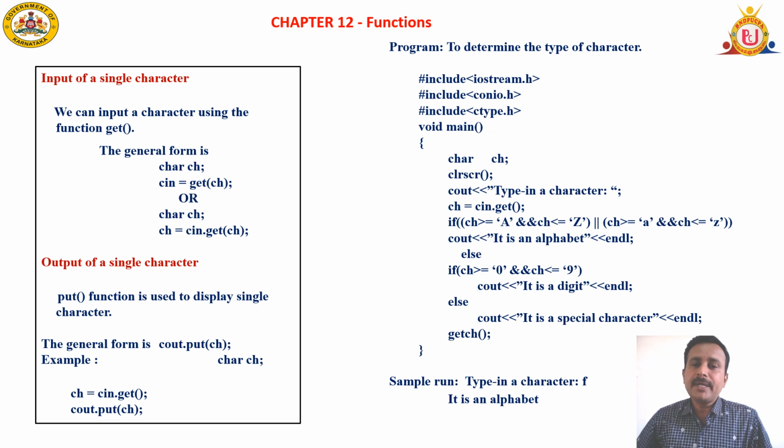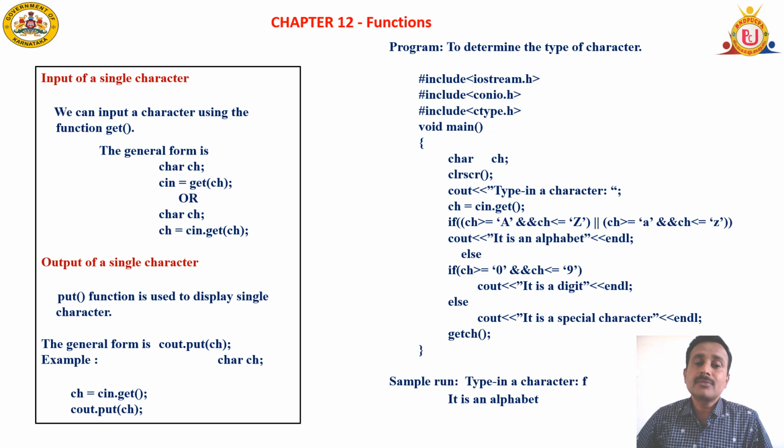A console output statement to print a string on the screen gives you a message: type in a character. It is going to accept a character. This is a message for the user. Here ch = cin.get(); this statement accepts a character from the user.